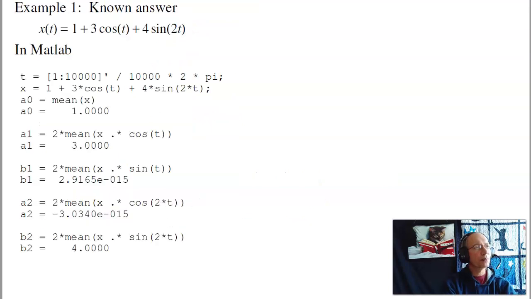To check that algorithm, start with a function where you know what the answer is. Suppose x of t contains three terms, a DC term, something at 1 radian per second, something at 2. To find the Fourier coefficients, I would just use the previous equations.